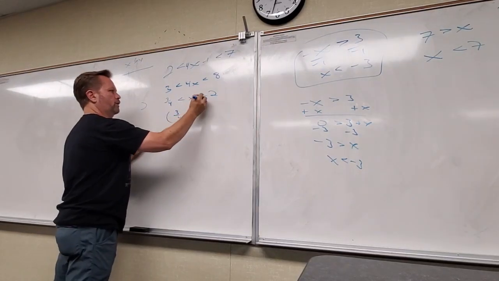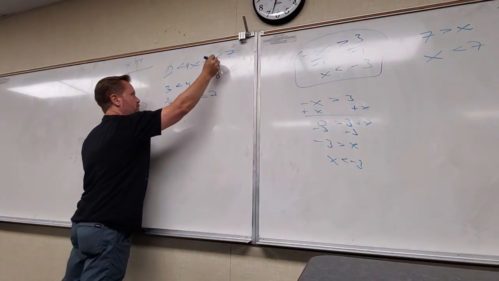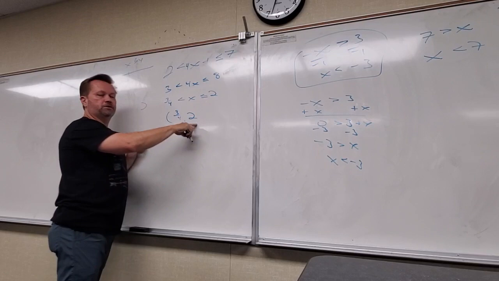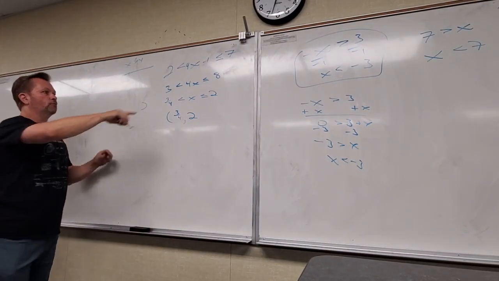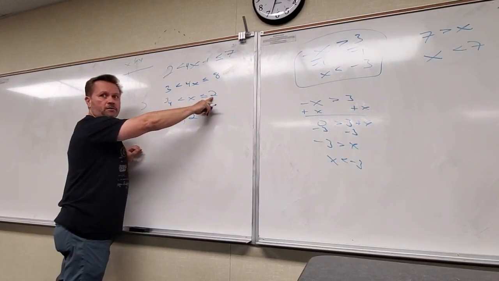So what if I had this instead? Everybody make it this, just because. What symbol would go on the 2 now? Bracket. And what does that mean? Do I include 2? Yeah.